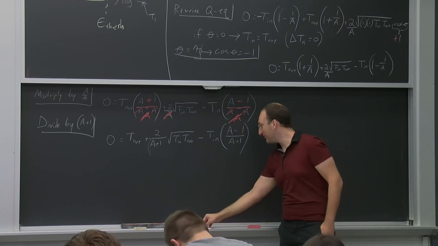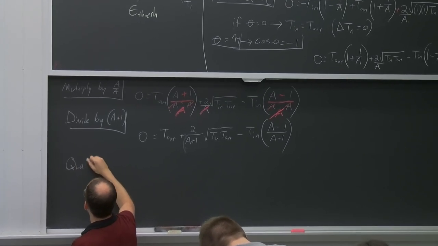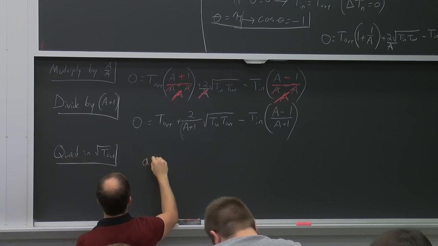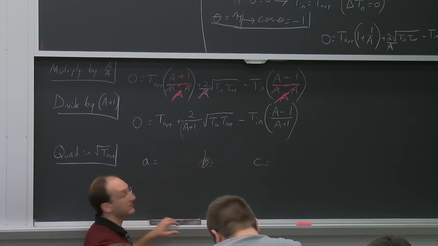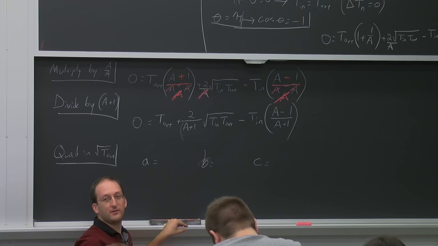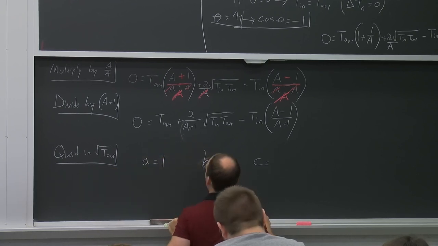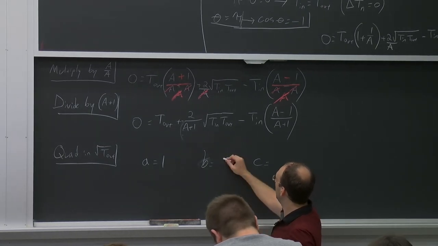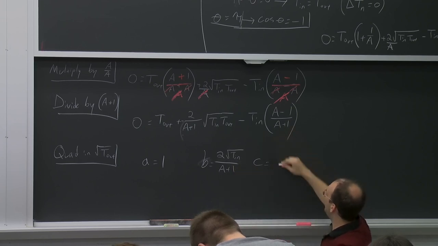OK, cool. So at this point, this is a quadratic in root t out, where we have A, B, and C terms for the quadratic formula. What's A, if it's a quadratic in root T out? Just 1. That was part of the goal of this manipulation, to make at least one of these things pretty simple. What's B? 2 root T in over A plus 1. And C is just that whole term right there.